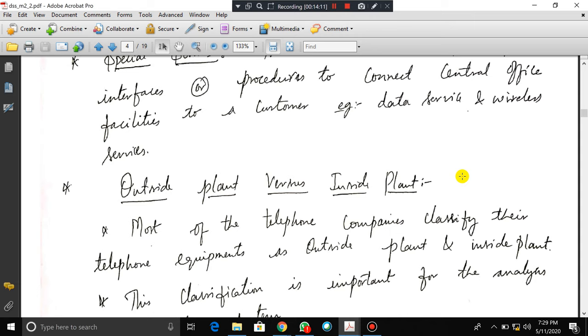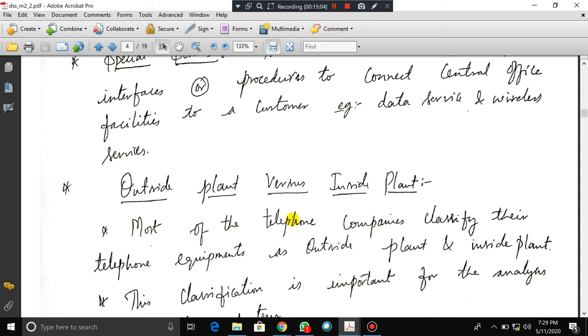For example, take DTH service. Outside equipment means the parabolic antenna, the optical wires, and the low noise amplifiers connected to the parabolic antenna. Those are called outside equipment, residing outside. Inside equipment is your set-top box, which you connect through either a VGA cable or an HDMI cable to your TV to establish the DTH connection. So again, the best example of outside plant and inside plant is DTH. It is very easy to understand.